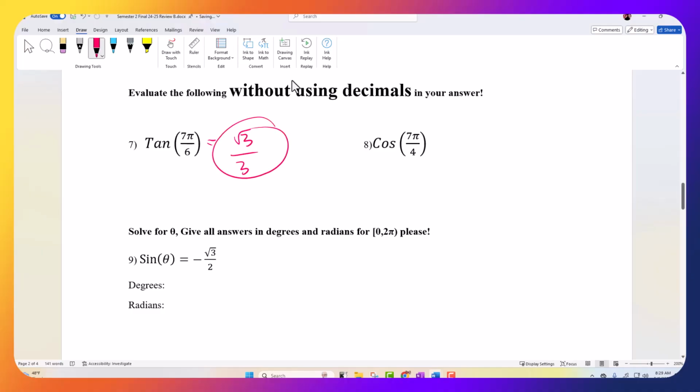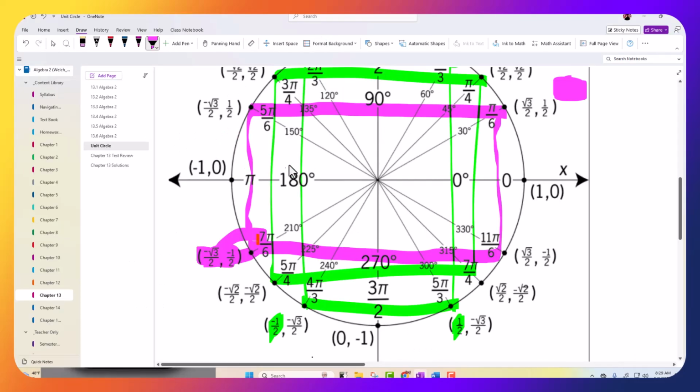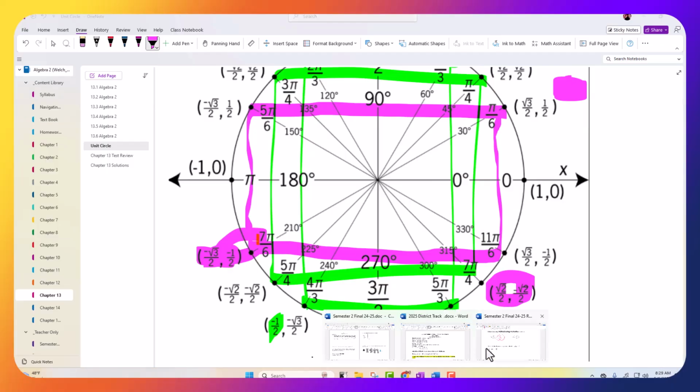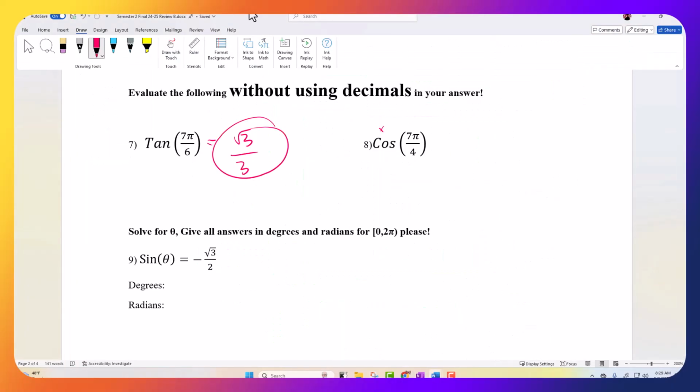The cosine of 7 pi over 4 is the x-coordinate, if we can remember. So when I go back to the unit circle, I'll find 7 pi over 4, which is right here. I'm looking for the x-coordinate, which is a positive root 2 over 2. So I know that this answer is root 2 over 2.